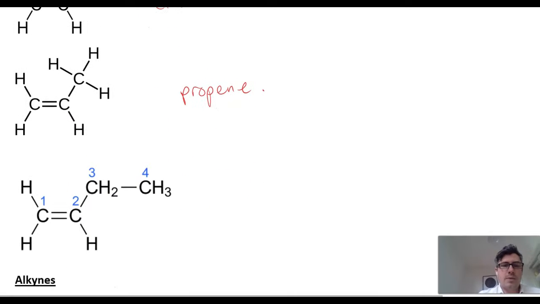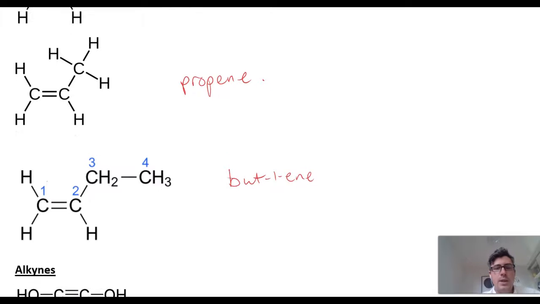With the next one, we've got 4 carbons. So this is butene, and we need to number this one because it could be between 2 end carbons or it could be between the 2 middle carbons. So we number from the side with the important group. So the important group here is the double bond. So we start 1, 2, 3, 4 over this way, 1, 2, 3, 4 over that way. So this is called but-1-ene because the double bond is between the first and second carbon.